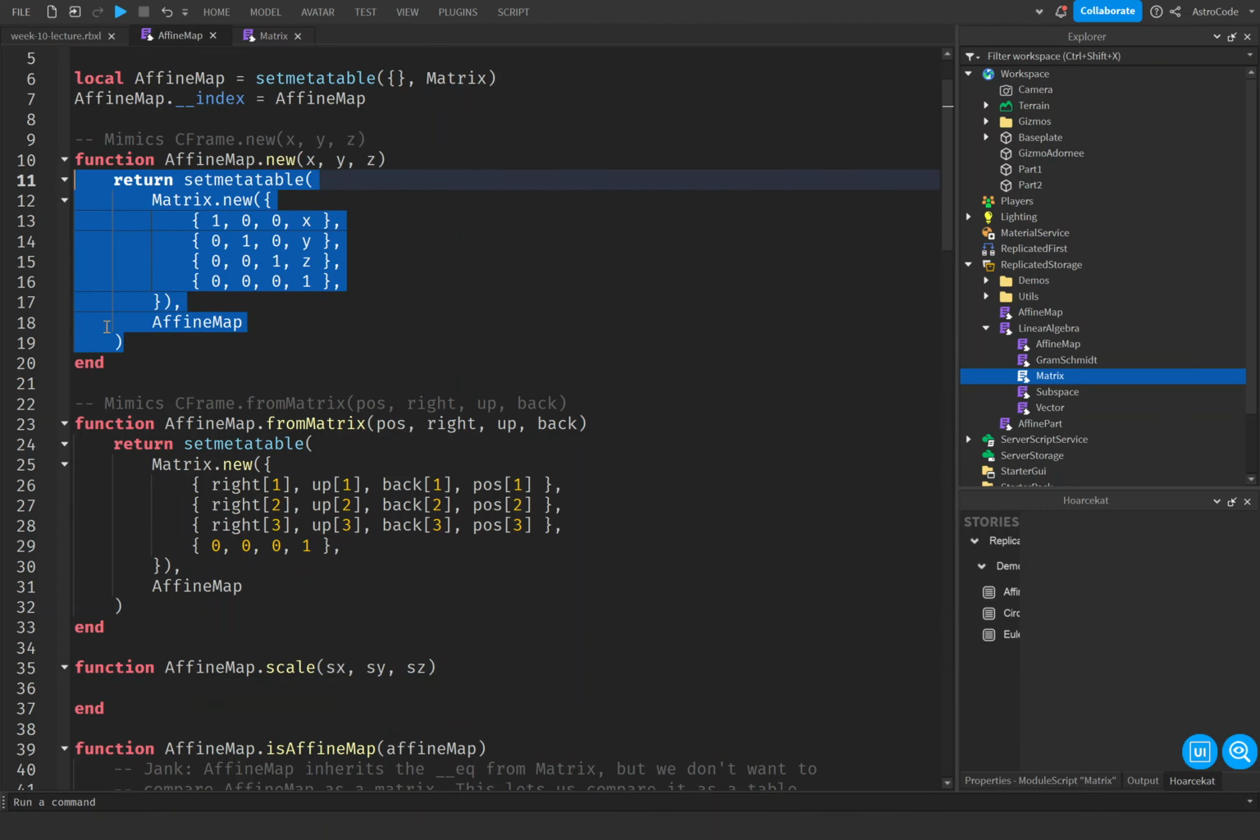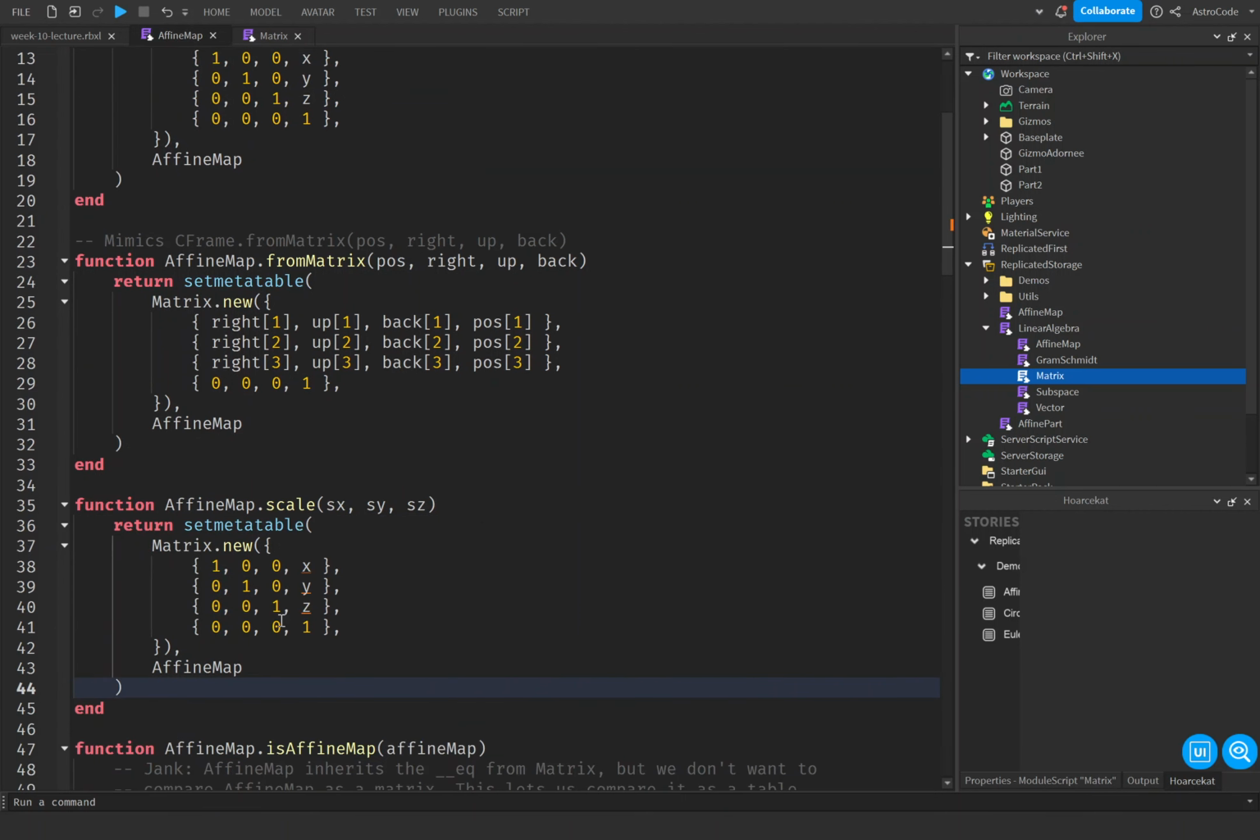And so it's going to look very similar to the identity. Okay, well, first of all, we want no translation. And then what we want to do is take our x-axis and scale it by sx, and we take our y-axis and scale it by sy. And well, I keep saying x and y, I mean the right, the up, and the back vector we want to scale by sz.